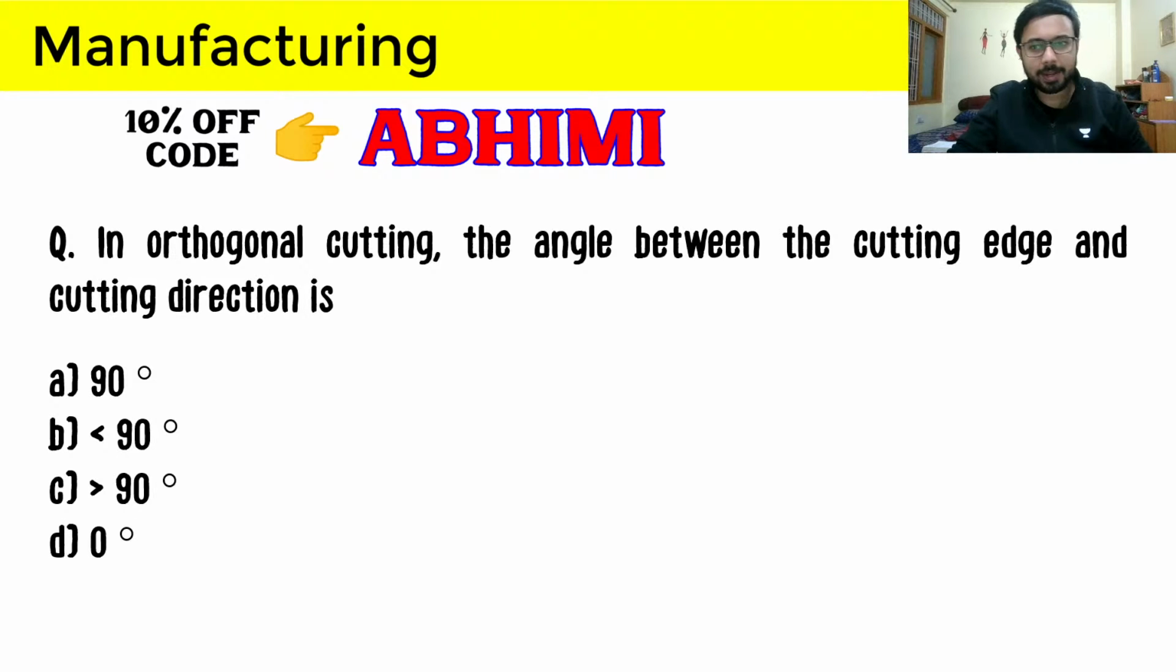So what will be the angle between the cutting edge, that is the edge that is in contact with the workpiece and making the cut, and the cutting direction, that is the direction in which the tool moves forward to make the cut, which we can say is the feed direction? So the angle between both of them, what will it be?